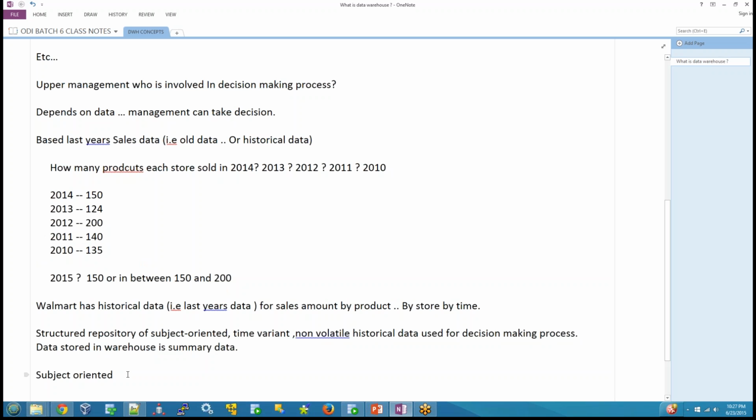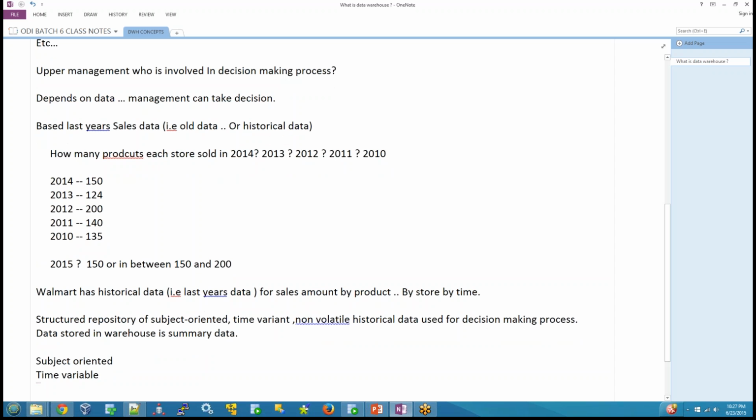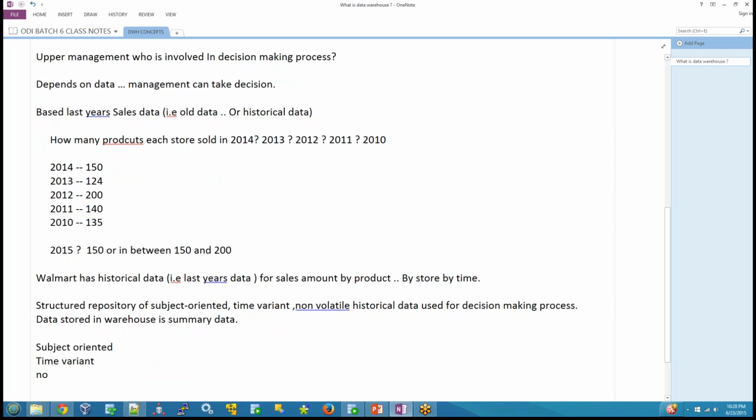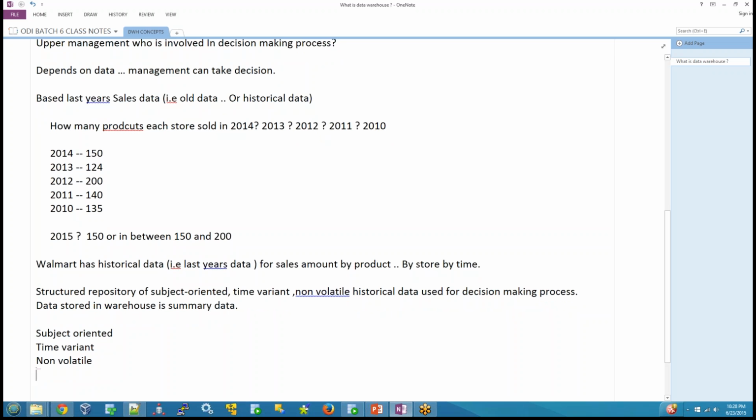The subject oriented, time variant, and non-volatile are called the characteristics of a warehouse. So what are the characteristics of a data warehouse? Integrated, subject oriented, time variant, non-volatile historical data used for decision making purposes. That's the main aim of the warehouse, decision making. So the data stored in the warehouse is completely for the decision making process.